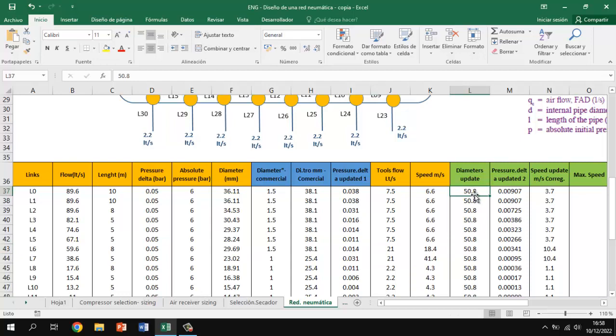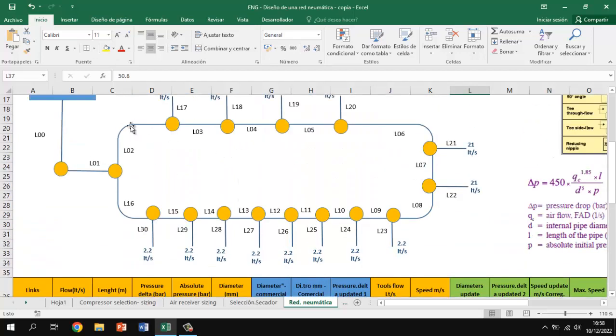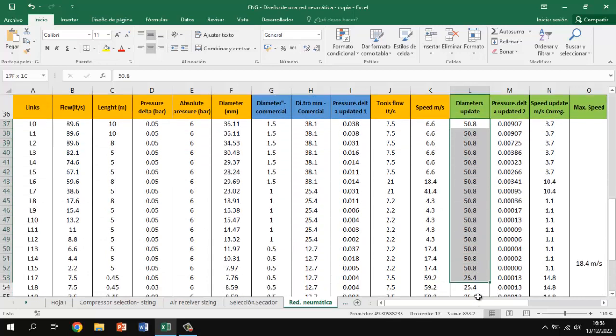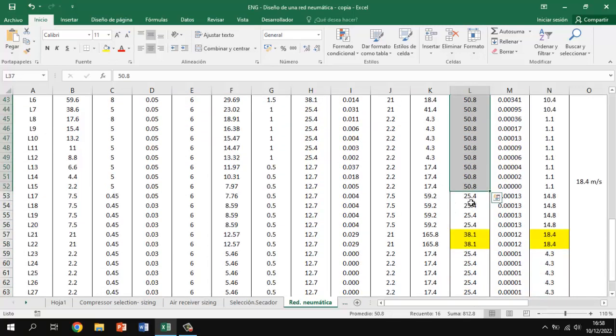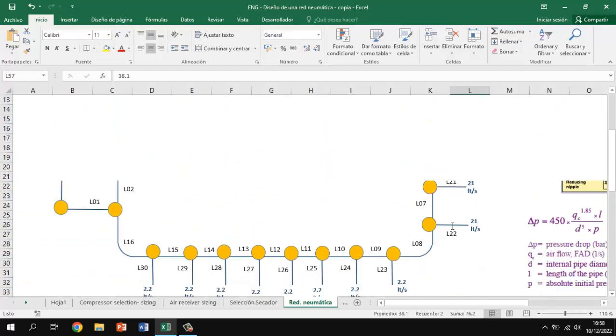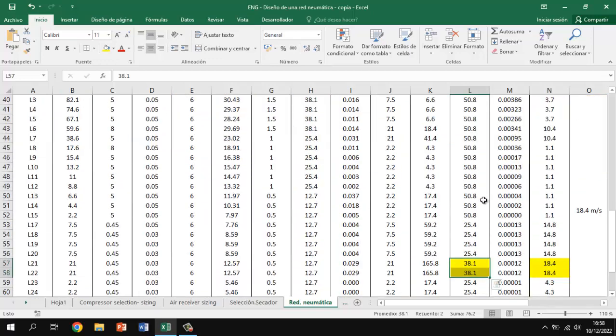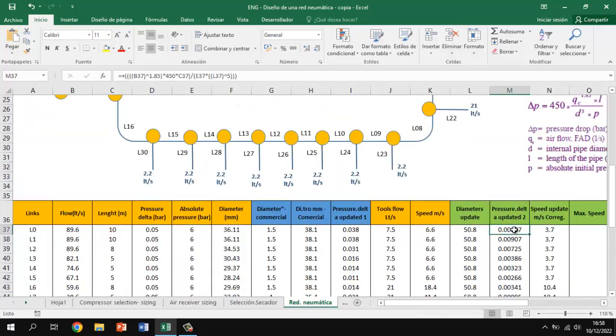So that's the reason why I put 2 inches. This is in millimeters, but I put 2 inches for all the length from 16, and then I put just 1 inch. There's an exception in this case for the nut runners, because it's a great demand, but it's okay. So I calculate again the pressure drops, and we still continue in good condition.